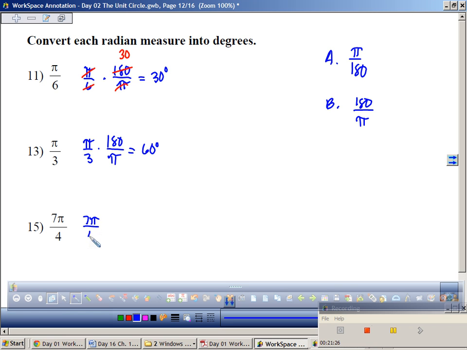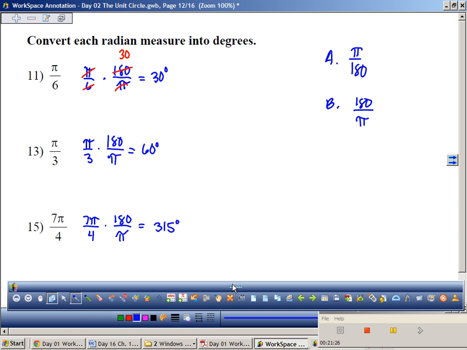It takes 10 seconds. And Mrs. Mahler's doing all this homework with you. Thank you, Ms. Mahler. You're welcome. 315 degrees. Can we move on? No.